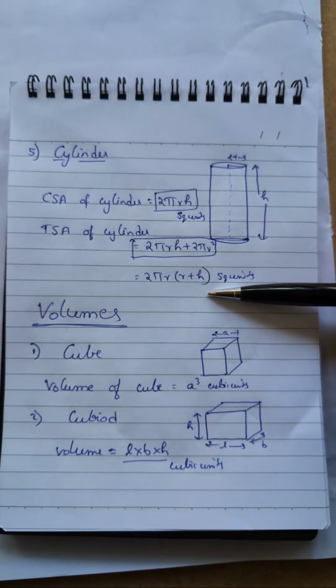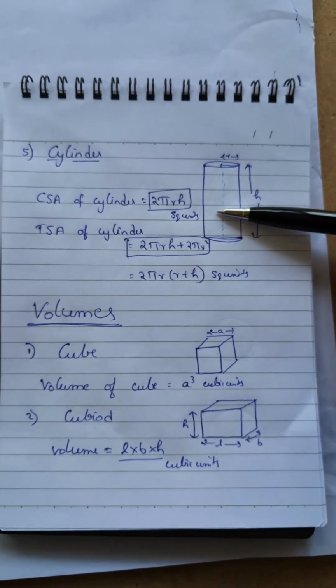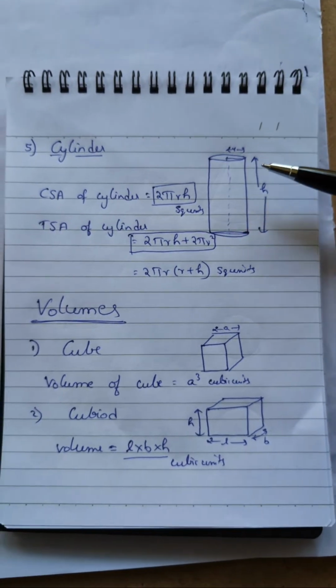Whereas the curved surface area of a cylinder is the entire area which is in the middle, that is excluding top and bottom, so this will become 2 pi R h square units.